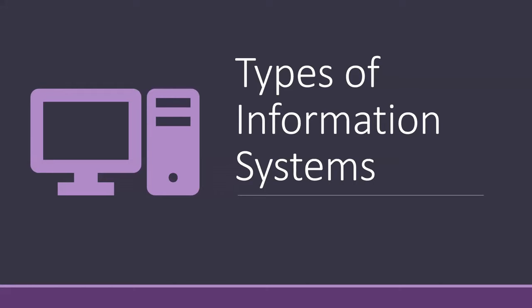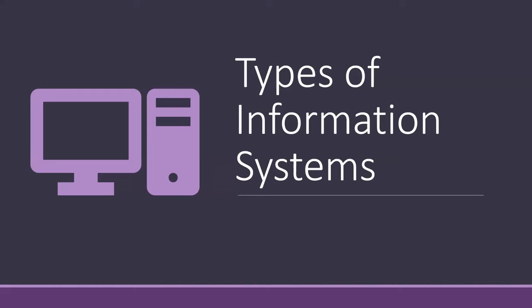Types of information systems. Information systems part 3. In this section, today I'm going to discuss with you the types of information systems available. We discussed in the previous part that an information system is a system which takes inputs, does the processing, and gives some kind of output to the external world.